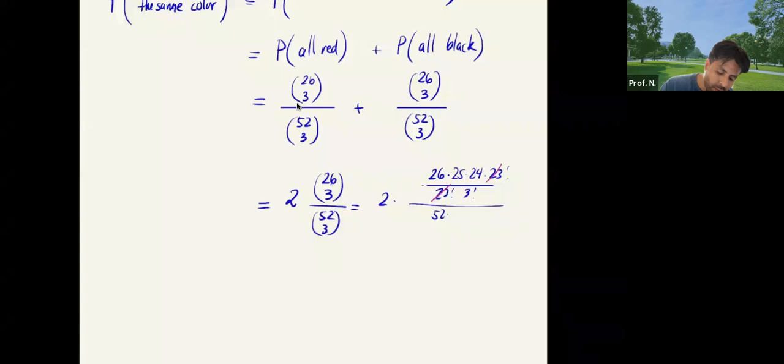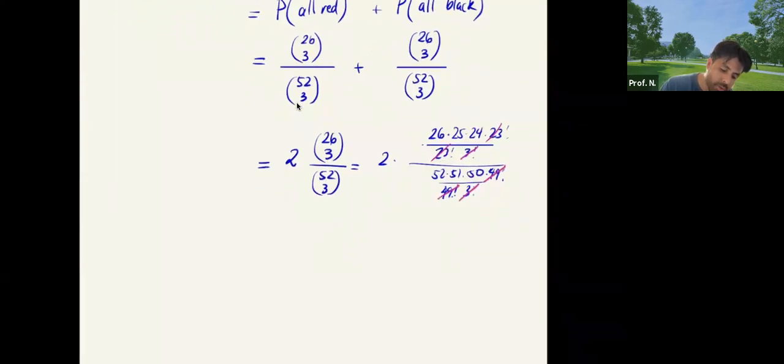This is 52 times 51 times 50 over 49 factorial times 3 factorial times 49 factorial. The 49 factorials cancel, and then you see that the 3 factorials cancel up here, so this is what I'm going to get as a result: 2 times 26 times 25 times 24 all over 52 times 51 times 50. Again, this is not all necessary. I just want to write this stuff out so it can give us a little bit more insight.